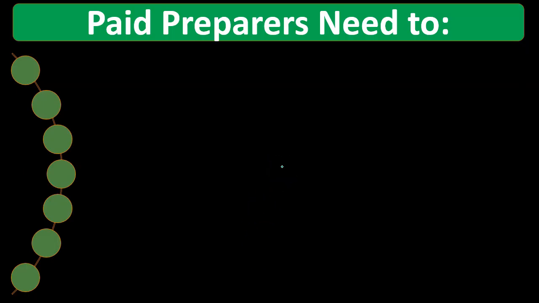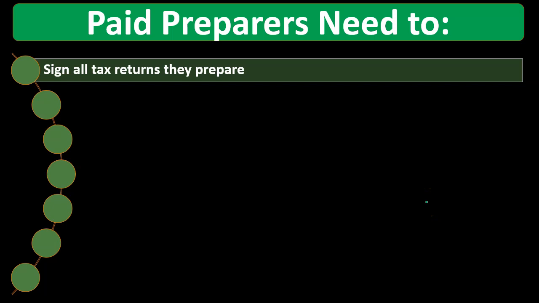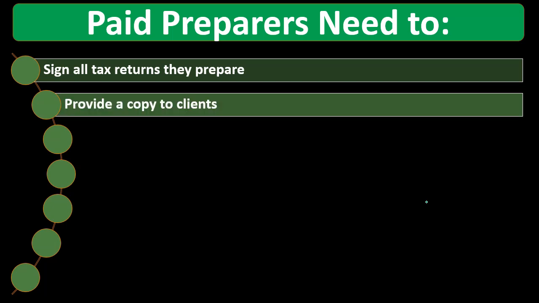Included in these rules will be things that the practitioner needs to do as opposed to things that the practitioner must not do. So we're now looking at those components that the paid practitioner needs to do. Paid practitioners need to sign all tax returns they prepare. When you provide the tax return to the IRS, they're going to want to know the information not only about the taxpayer, the person that's going to be paying the tax, but also the information related to the paid tax preparer.